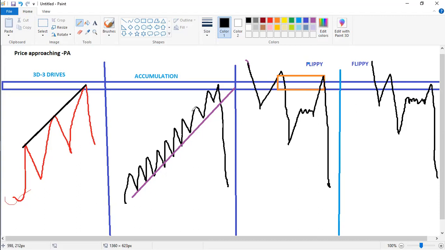Okay, so this is a way when you see how price is approaching your key level using a 3-drive accumulation or something like this, a flippy, it can also increase the odds of your point of interest being a good level of selling or buying. If it's a buy, just flip this, the same thing. Okay, you can just flip this over for a buy. I'm just using the example of a sell here.